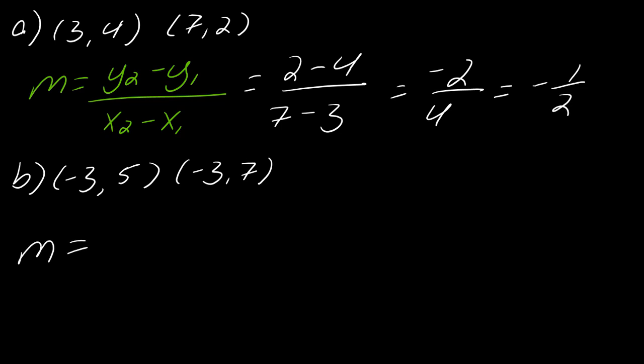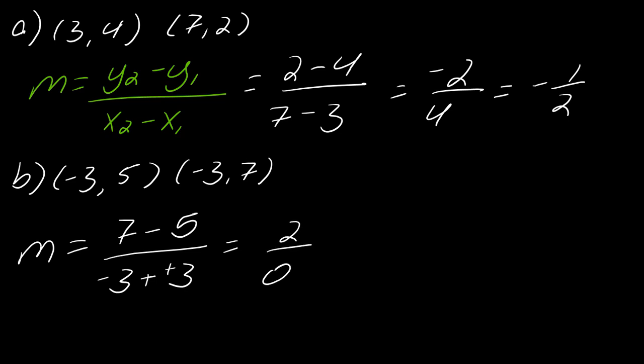Moving on to -3, 5, and -3, 7. So I'll take 7 minus 5 over -3 minus -3. The negative and the negative will make a positive, and so what I'm left with is 2 over 0. So remember, whenever you divide by 0, that means that this is going to be undefined, so this one is a vertical line.